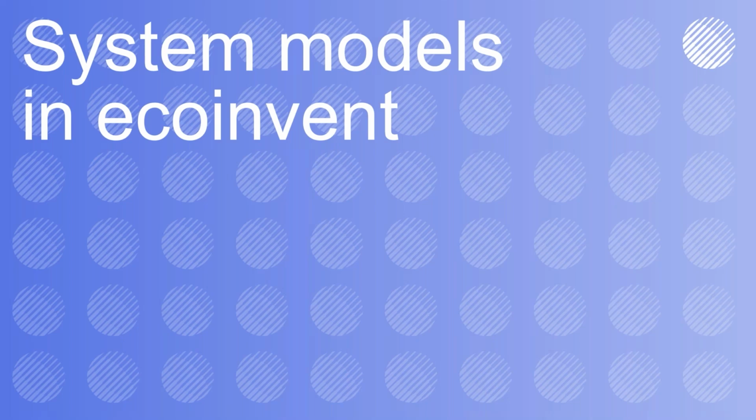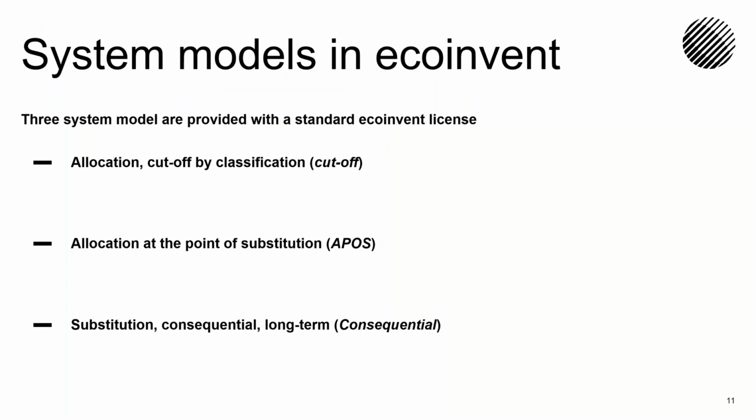Because of that, we need to tackle right now the system boundary, the system models in ecoinvent that define exactly the boundaries of the unit process. So the linking between unit processes. With classic ecoinvent license, you have access to three system models: allocation, cutoff by classification, which is usually referred to as cutoff, then allocation at the point of substitution, also called APOS, and substitution consequential long-term.